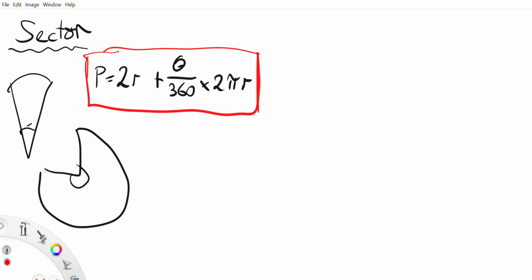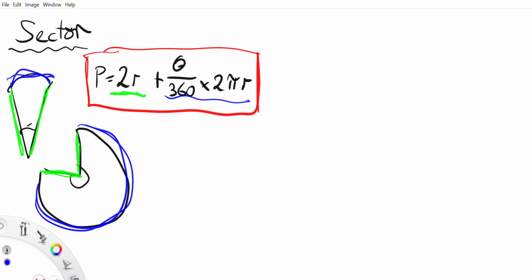It doesn't really matter. But this is broken up into two parts, where we've got the 2r, which refers to the two straight side bits of our sector, and the other part, which refers to the curved part around our circle, depending on how big that is.